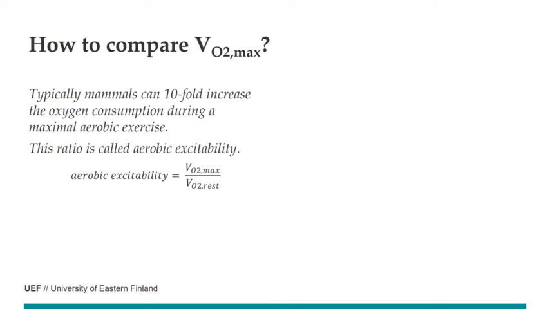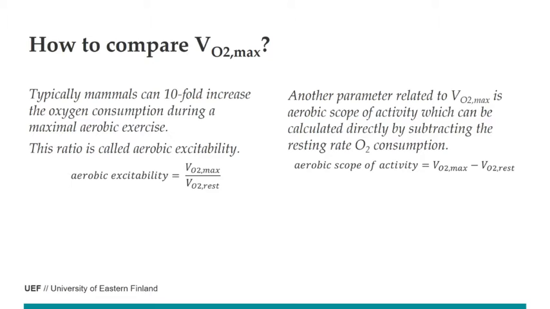And then the other way is the aerobic scope of activity. We can just subtract the resting rate of oxygen consumption from this maximum. And that gives us an idea of how much we can increase the ATP production aerobically.